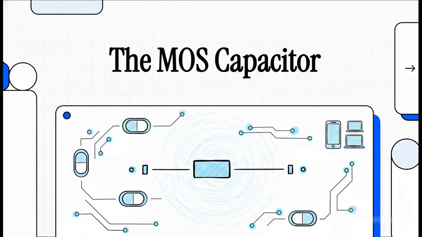Today, we're going to dive deep into one of the most important, but probably least known components in the entire world, the MOS capacitor. It's the invisible engine that's powering pretty much every single piece of technology you own. So let's get right into it.